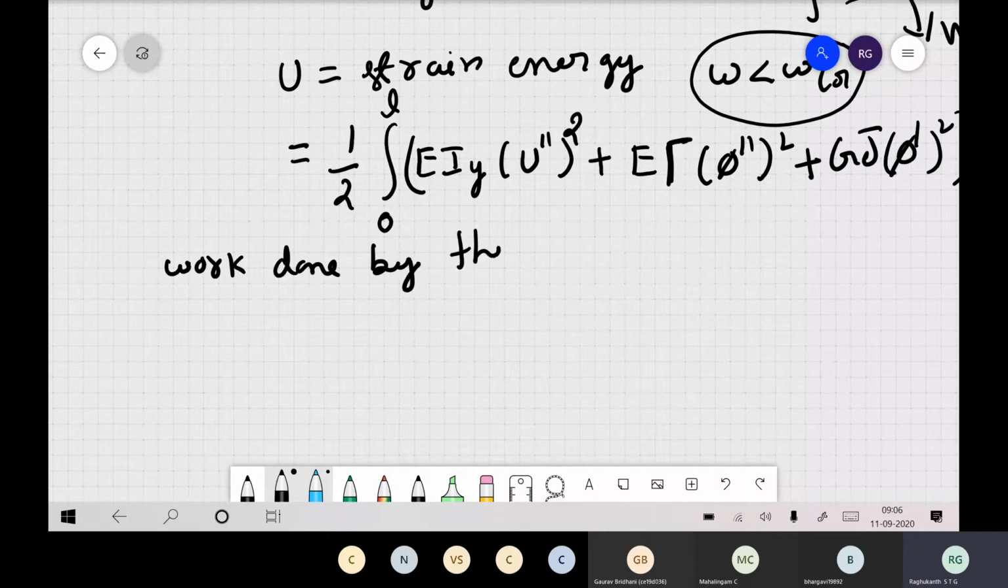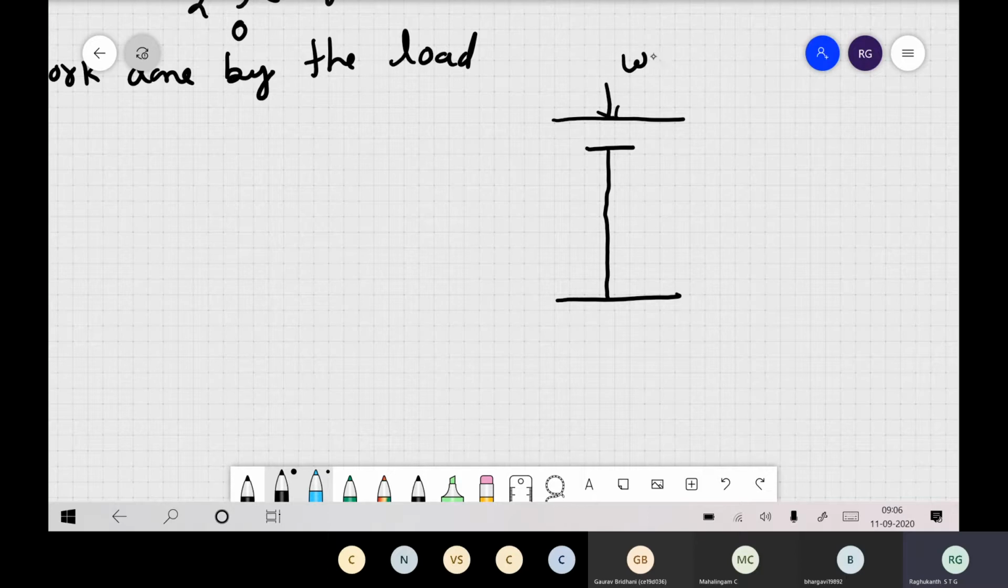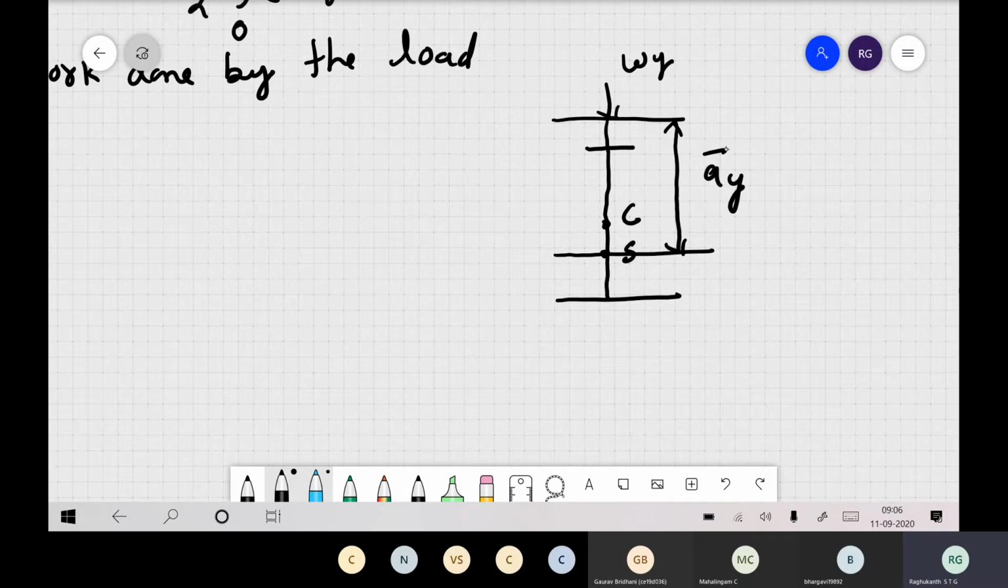So for this also, I think we have already seen in the last class. We have already drawn this I section. Let us say load is not applied at the top flange at some point, say wy. This is the centroid, this is our shear center, and the distance from the shear center is ay.